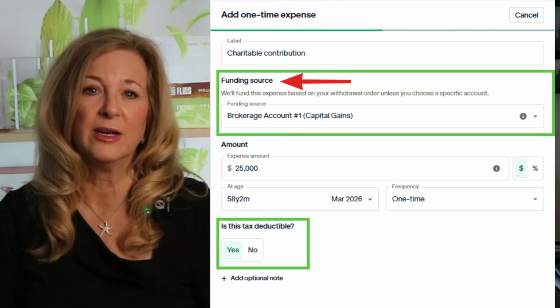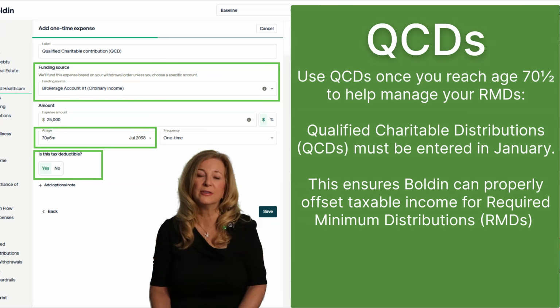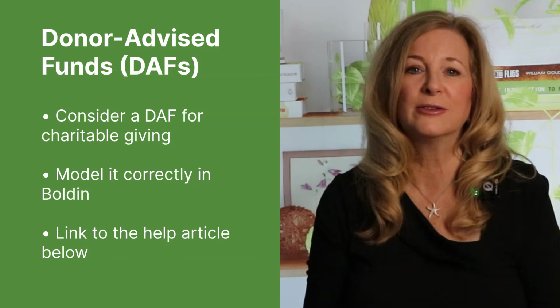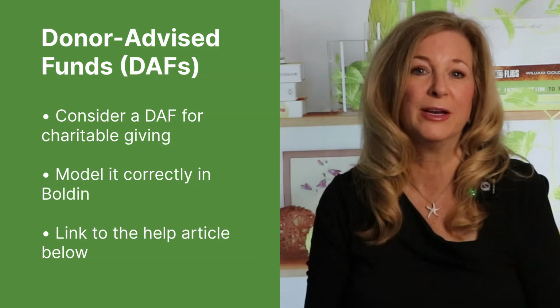When you enter the source account, the tax deduction toggle opens up. This is also helpful for documenting qualified charitable deductions, or QCDs, which are specifically entered after you reach the age of 70 and a half and will reduce your required minimum distributions, or RMDs, but they must be entered in January to capture the full year. You can record them one time or annually. And you may be interested in using the Donor Advised Fund, or DAF, for charitable contributions. If you're interested in learning more about how to model this in Boldin, I'll drop a link in the description below to the corresponding help article.